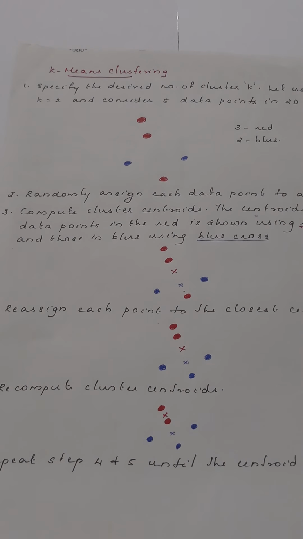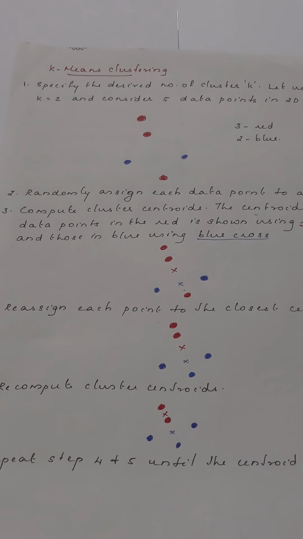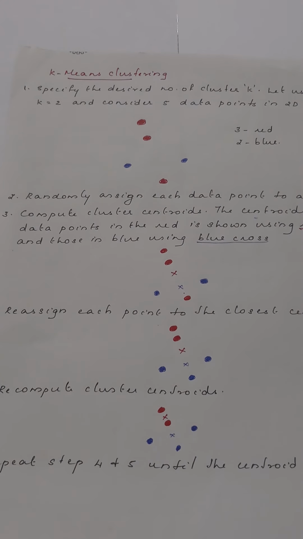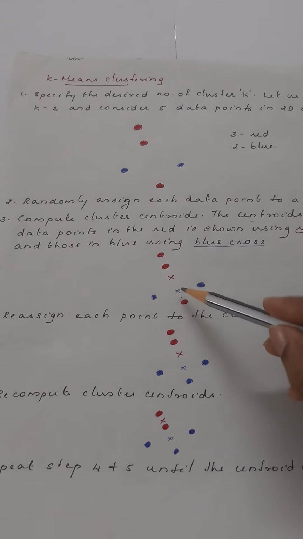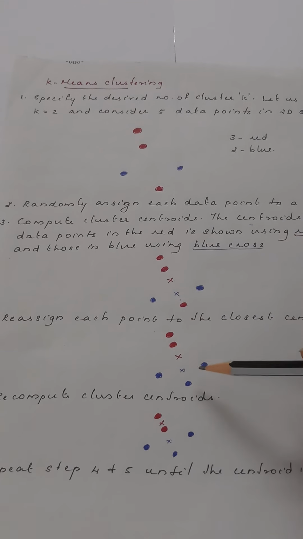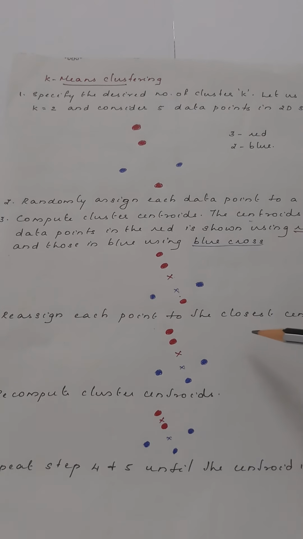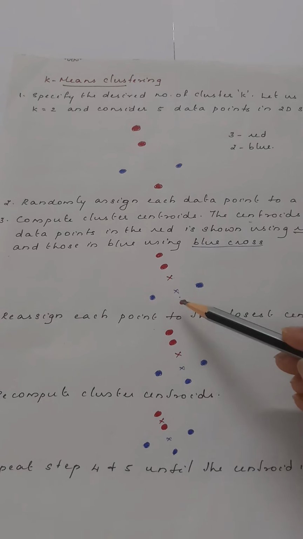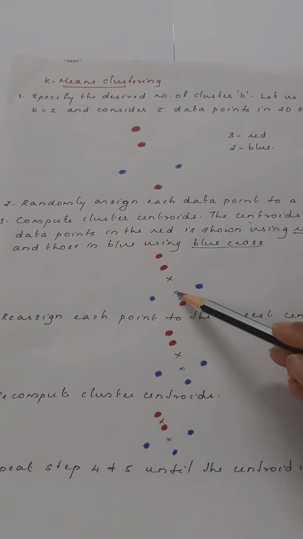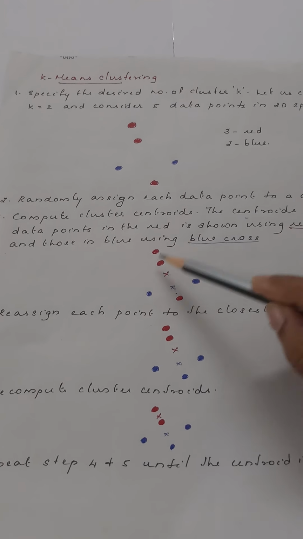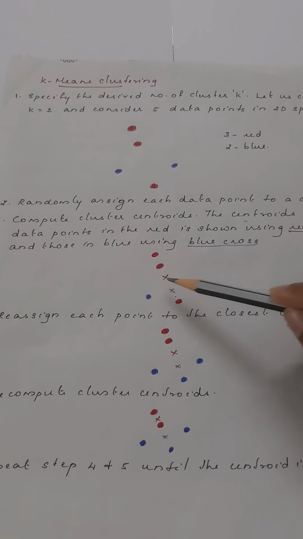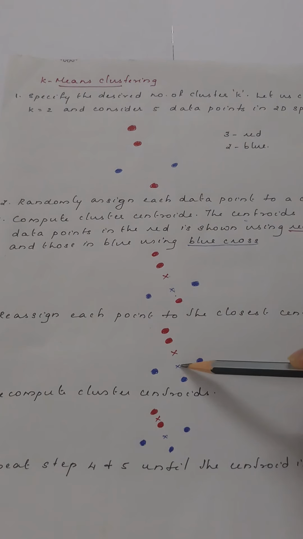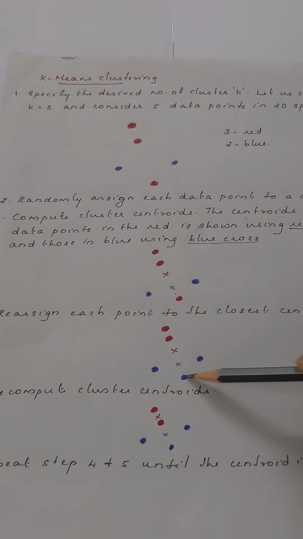Next, the fourth step is to reassign each data point to the closest centroid. When we look at this, this is the centroid of the red pixel data points, and this is the centroid of the blue pixels. Now, when we reassign each data point to the closest centroid, we can see that this red is closer to this centroid than to this one. These X marks are centroids and these are data points. So this red point is closer to blue than to red, so it is grouped to the blue centroid. So this changes to blue.